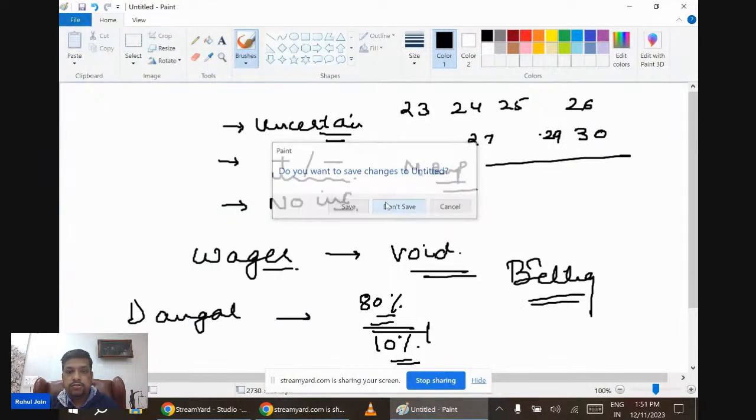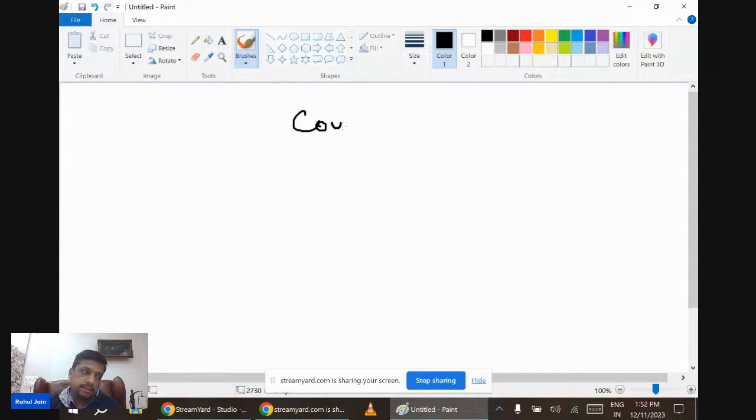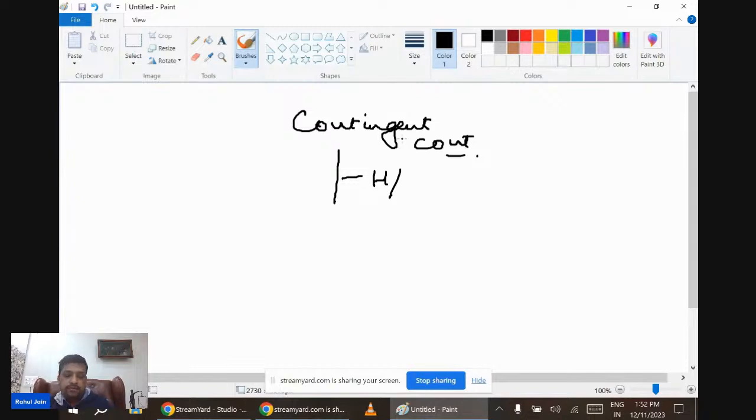Next topic is contingent contracts. Contingent contracts are those contracts, the simplest topic, which are dependent upon the happening or non-happening of a certain event within a specified period or not a specified period. Then it is known as a contingent contract.